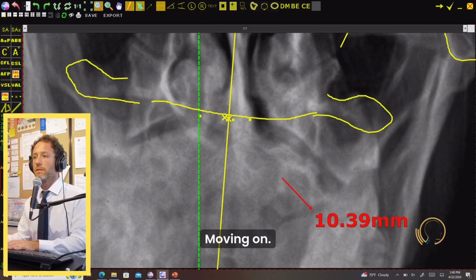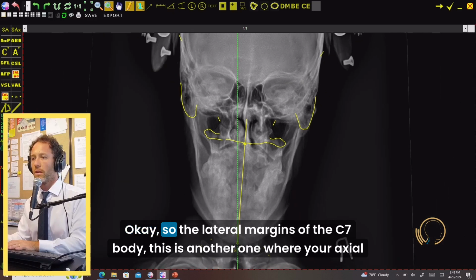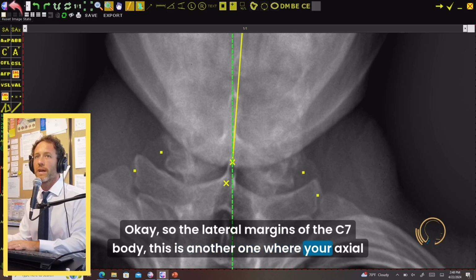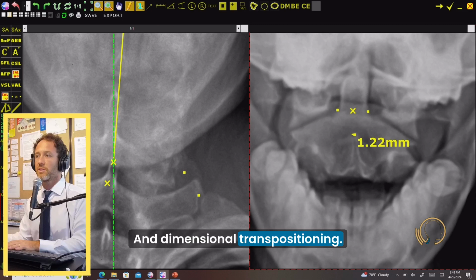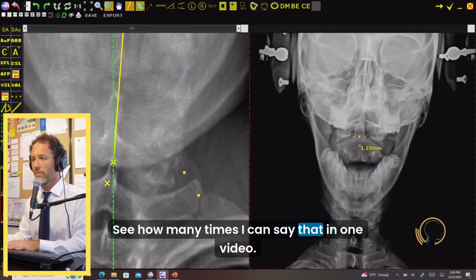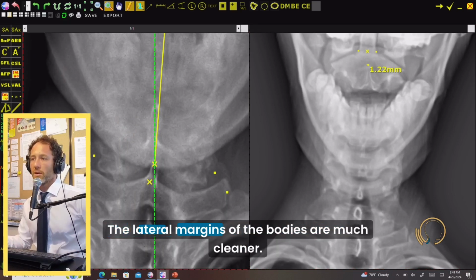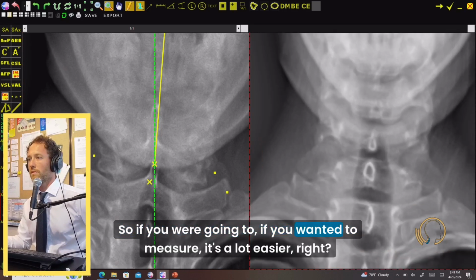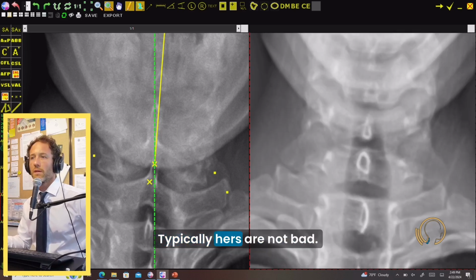Okay, so moving on. I'm all over the place. All right, zoom out. Okay, so the lateral margins of the C7 body. This is another one where your axial view is going to be your friend. And dimensional transpositioning, see how many times I can say that in one video. Typically on the axial film, you're going to notice that the lateral margins of the bodies are much cleaner. So if you wanted to measure, it's a lot easier, typically. Hers are not bad.